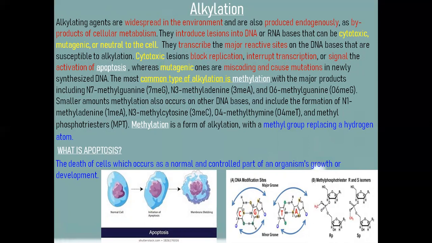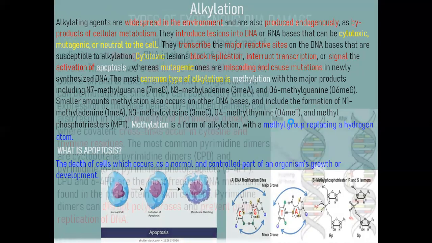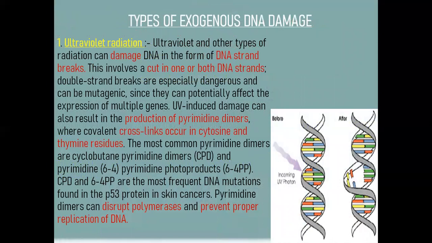Now let us look into the types of exogenous damages, that is UV radiation. So in UV radiation, chemical agents mainly result in DNA strand breakage.